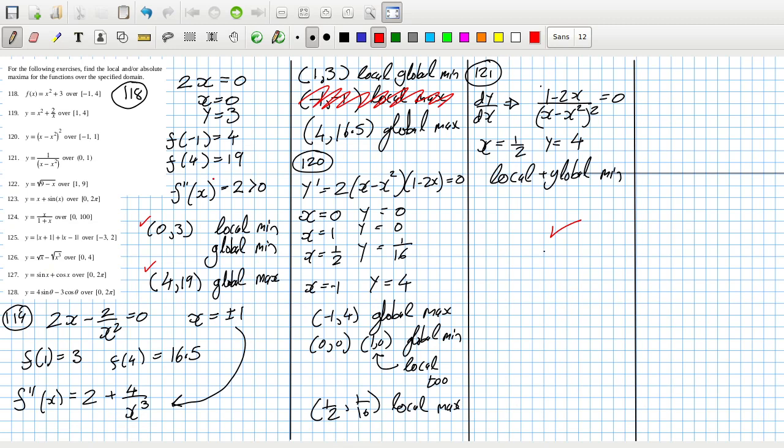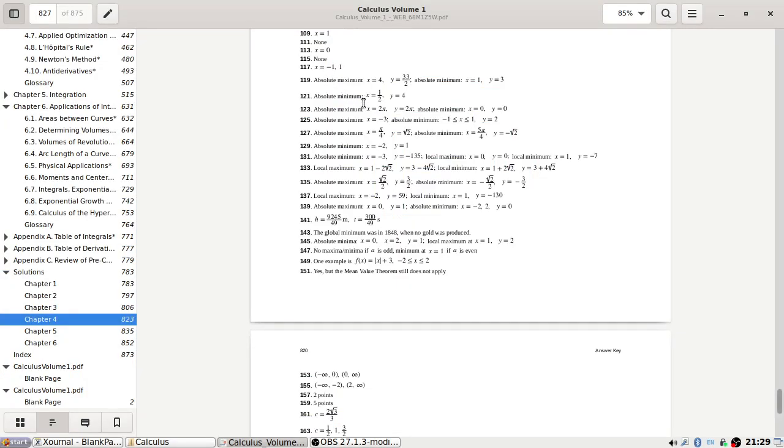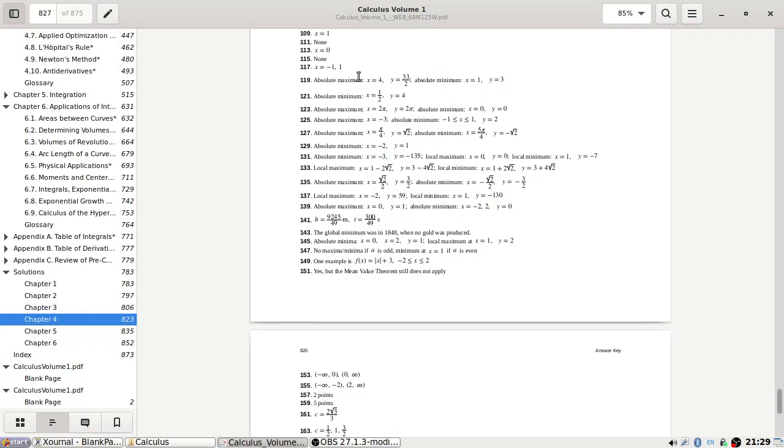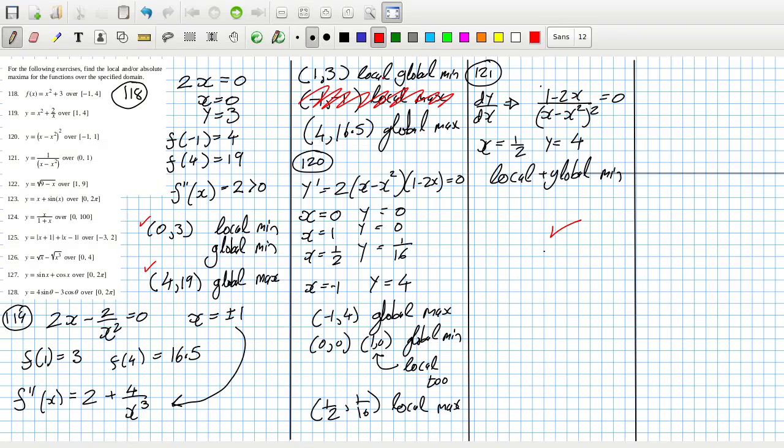At 1? I wrote 0 here. 0, 0, 3. But oh no, I'm looking at the wrong one. Max at 4, min at 1. And they're both absolute. That's a global, and that's local and global. Yeah. Okay. Excellent. Right.